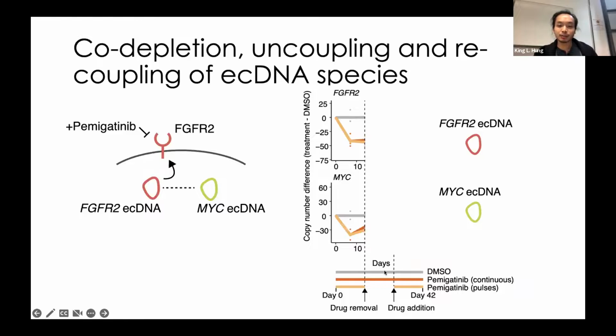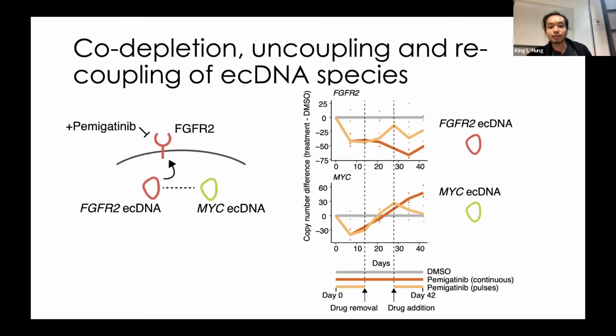And so we finally asked, can we try to recover the co-segregation of ecDNA species? So to address the question, we introduced another treatment where we treated the cells with a short period with pemigatinib, so 2 weeks with pemigatinib, and then we removed the drug for 2 weeks. And then we wanted to add it back and see what happens. So in the first 2 weeks, again, you see coordinated depletion of both ecDNAs. And then when you remove the drug, what you see is recovery of both ecDNAs. So you see an increase in copy numbers of both ecDNAs.